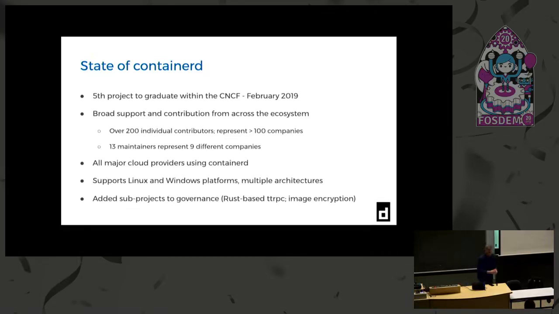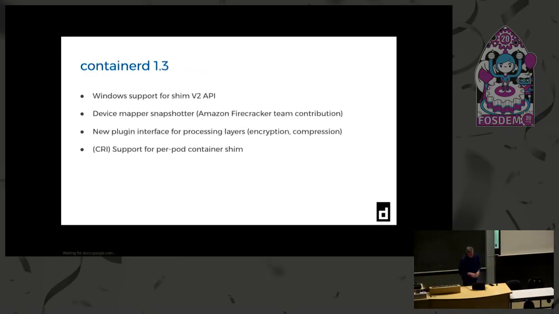We do support both Linux and Windows across multiple architectures. And we've added sub-projects to our governance. What I mean by that is there are interesting pieces that we're going to see in a few minutes, things that people have created, such as a Rust-based TTRPC implementation. IBM Research has contributed an image encryption library. And again, instead of expanding the scope of Containerd and adding these pieces into Containerd as the main project, these are all pieces that are in sub-projects within our Containerd organization, but maintained by the people who created them.